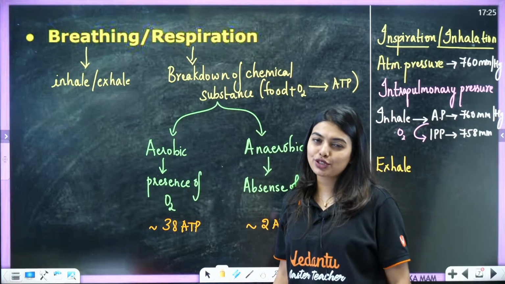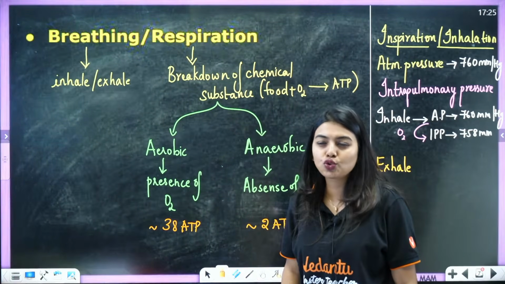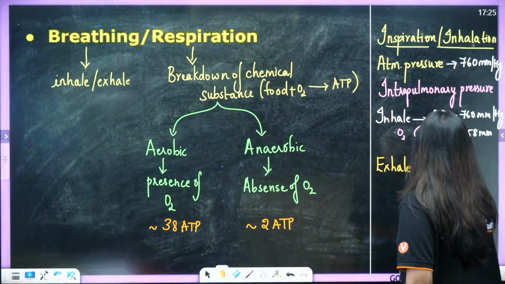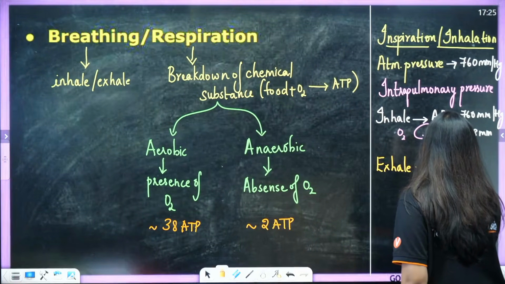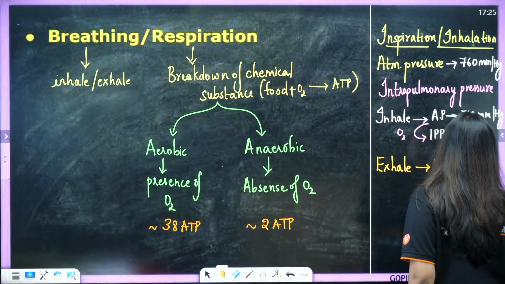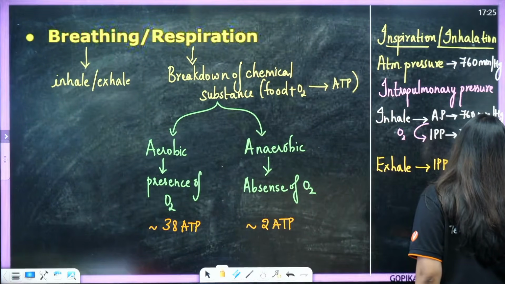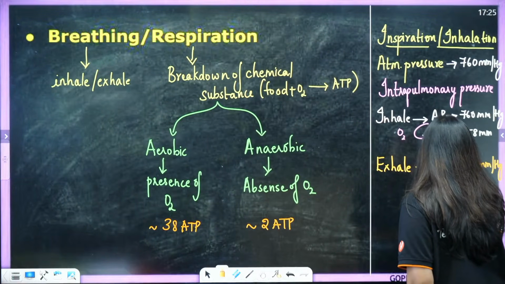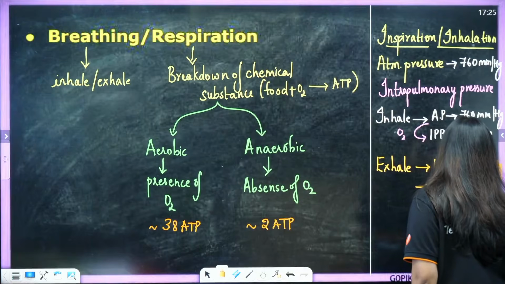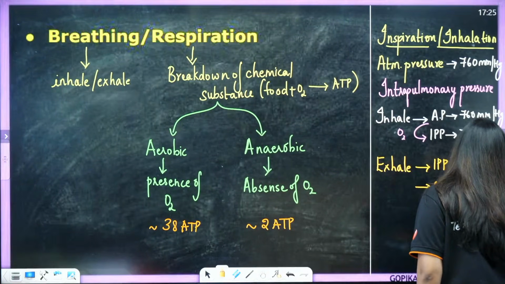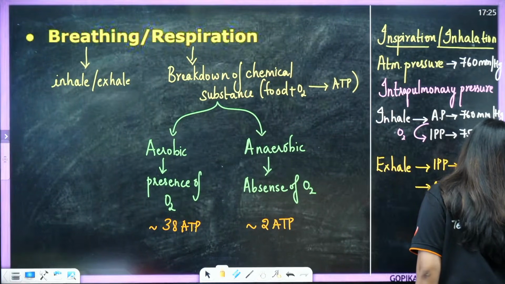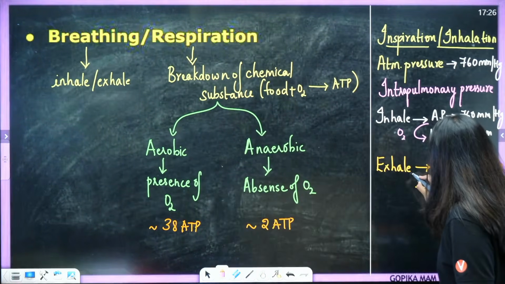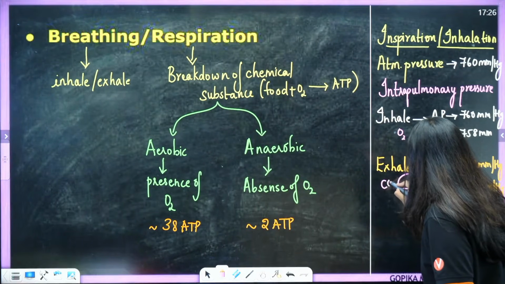Can I manipulate the atmospheric pressure? Can I say, can you please reduce 2 because I want to exhale out? No. I will still change my IPP. So how much will my IPP be? My IPP will be increased up to 762 mmHg, and the atmosphere will keep the atmospheric pressure at 760 mmHg. Now what will happen? The air will move from a region of higher concentration to a region of lower concentration.